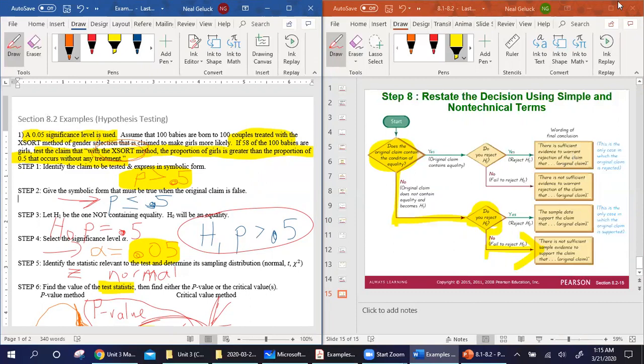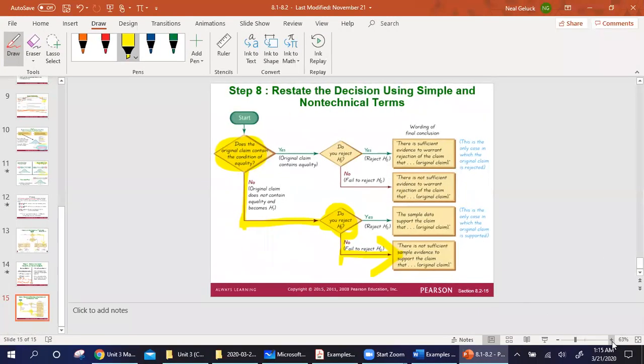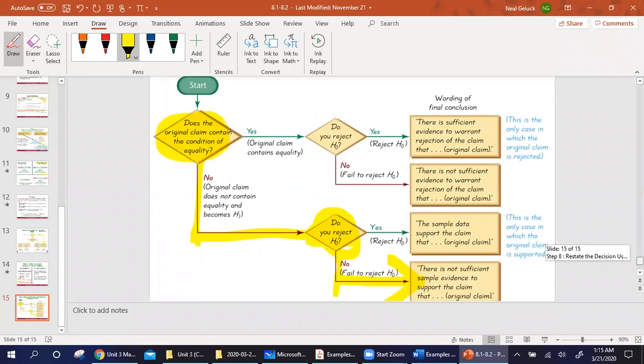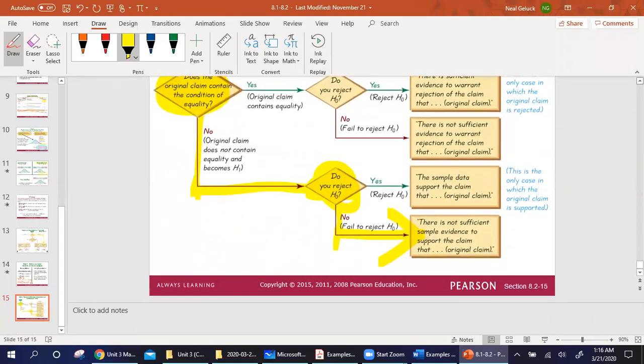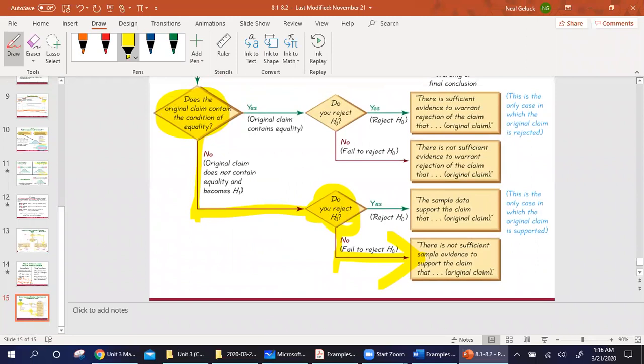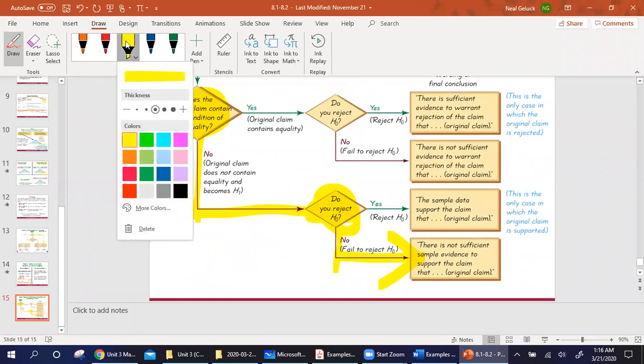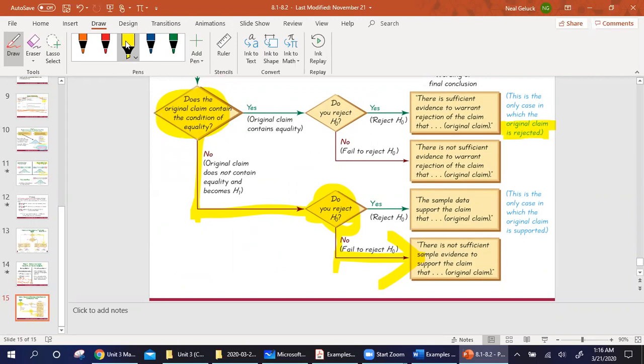Notice that in half of our possible conclusions, we don't really arrive at anything. There's only a 1 in 4 chance that we will reject the original claim. There's only a 1 in 4 chance that we will support the original claim. The other 2 times, here and here, we basically say, we don't have enough info, sorry, the data doesn't help. So I'll stop this video there, and then we'll do the back of this worksheet on the last video.